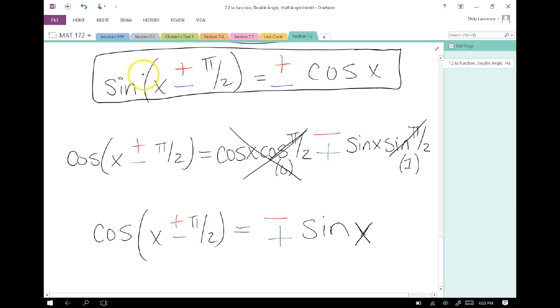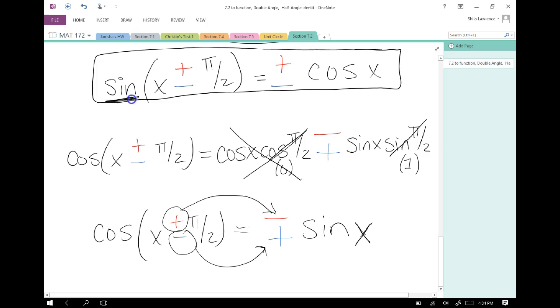So with the sine, it stays exactly the same, but with the cosine, it changes. A plus turns into a negative answer, a minus turns into a positive answer. And all of this is just because of our sum and difference formula. So it follows the same pattern as the sum and difference formula.